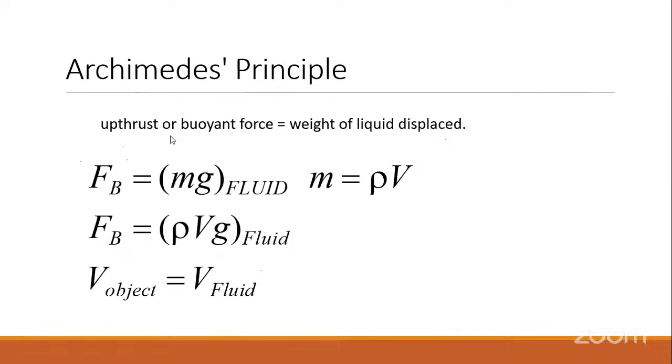So by Archimedes' principle, upthrust or buoyant force is equal to the weight of liquid displaced. The buoyant force is given as F subscript B. The weight of the fluid, weight is mg, is given as this. Now, m is replaced with density times volume. So we put this here. Remember that weight or buoyant force is also mg.